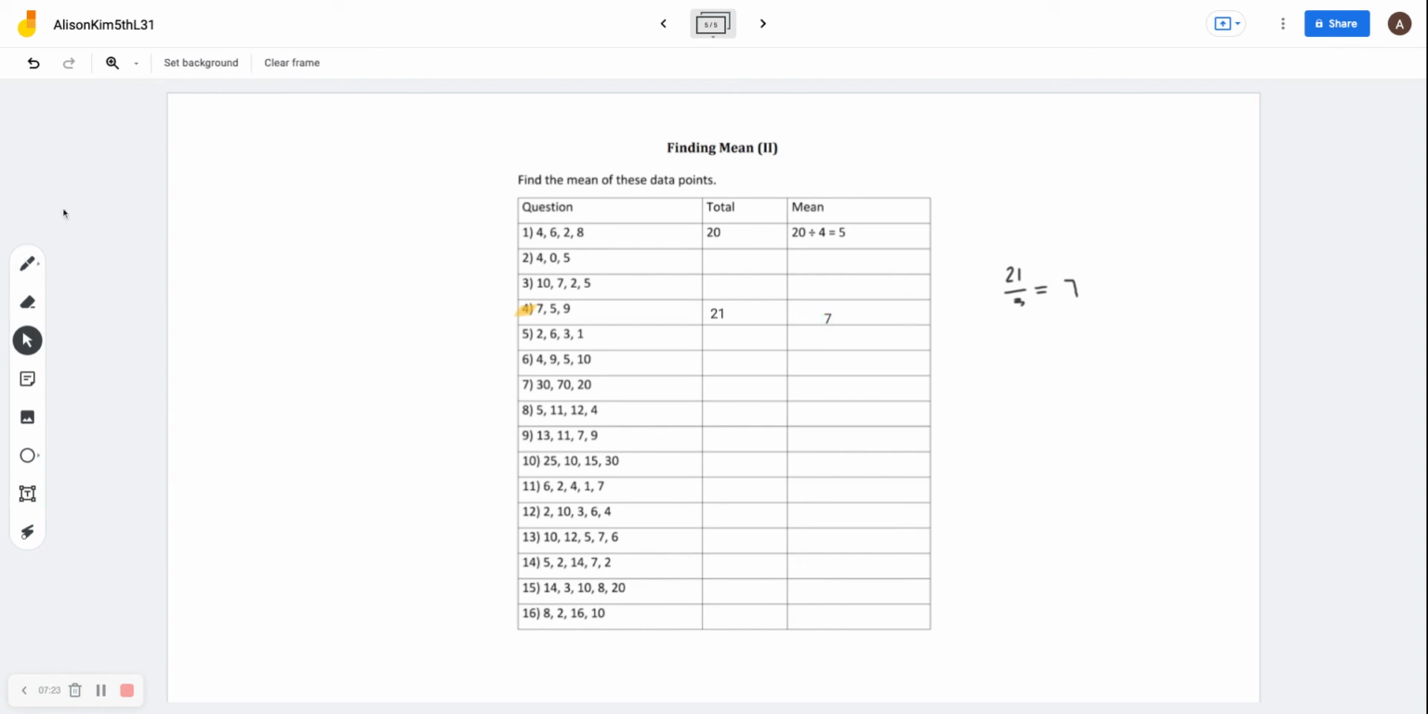So just a quick recap. A range is when you subtract the smallest number from the largest number given. And mean is finding the average. So we need to add all the numbers together and then divide by how many numbers we're given.